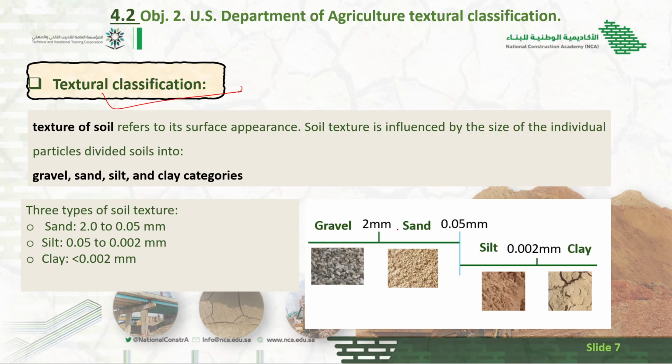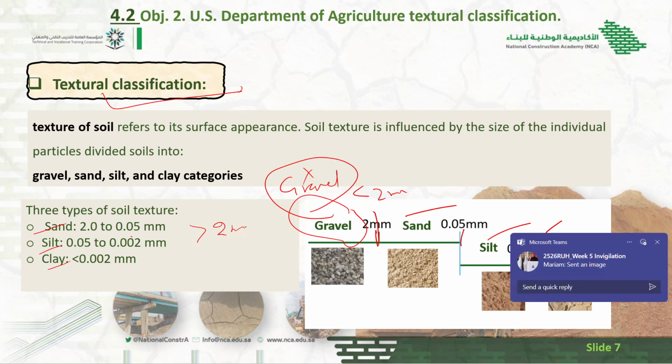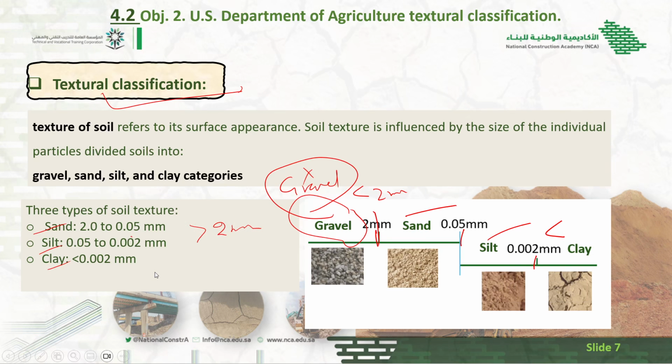In this, we have only three types of soil. The first is from 2 mm to 0.05 mm, which is sand. From 0.05 mm to 0.002 mm is silt. If it is less than 0.002 mm, it is called clay. So if it is greater than 2 mm, what is it? Gravel. All those sizes are considered gravel, and this is not present in the USDA soil, so it is not considered as soil. So only sand, silt, and clay, from 2 mm down. If it is more than 2 mm, it is not considered soil.